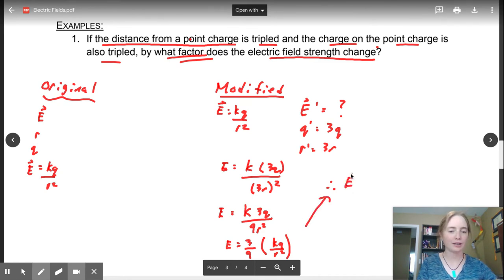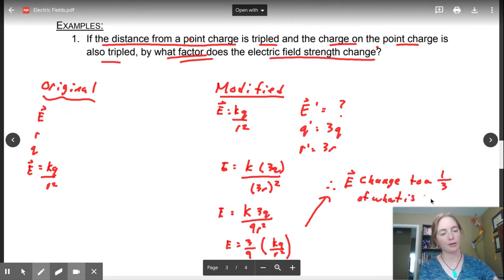Therefore, E is going to change to a third of what it was. Cool beans? There we go.